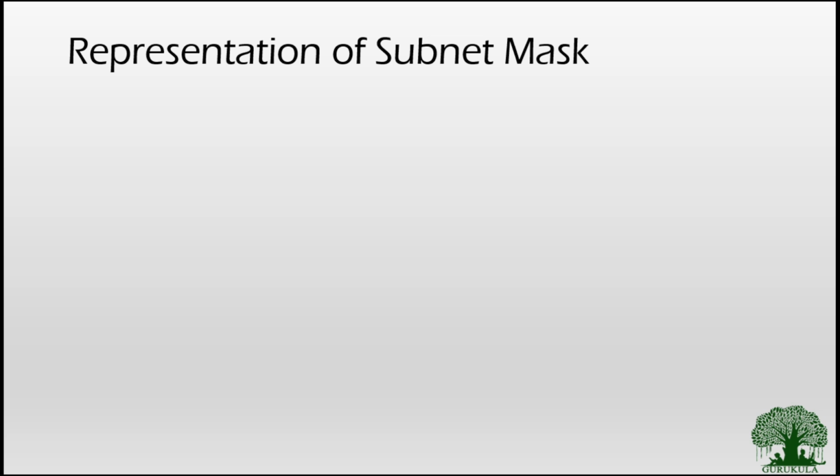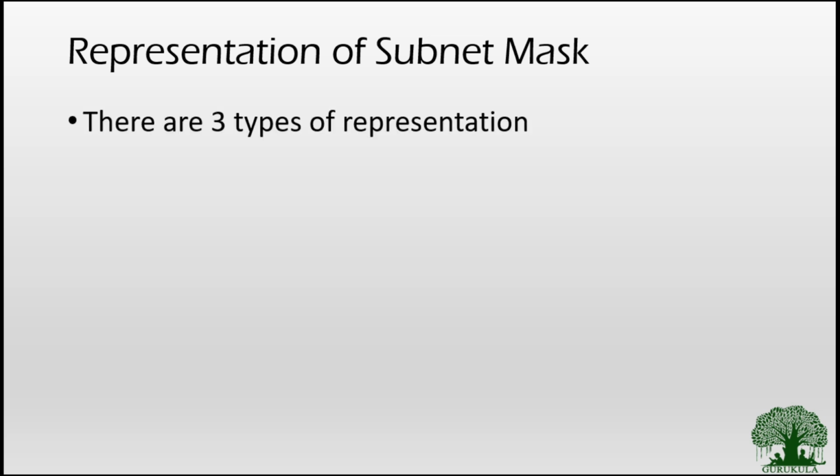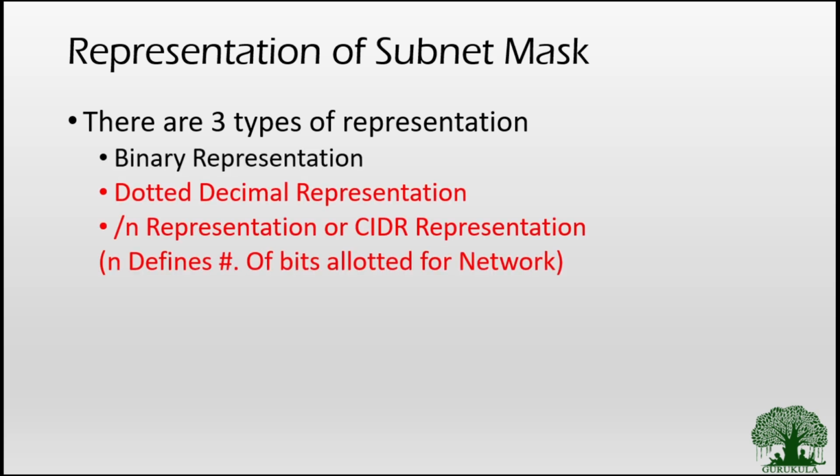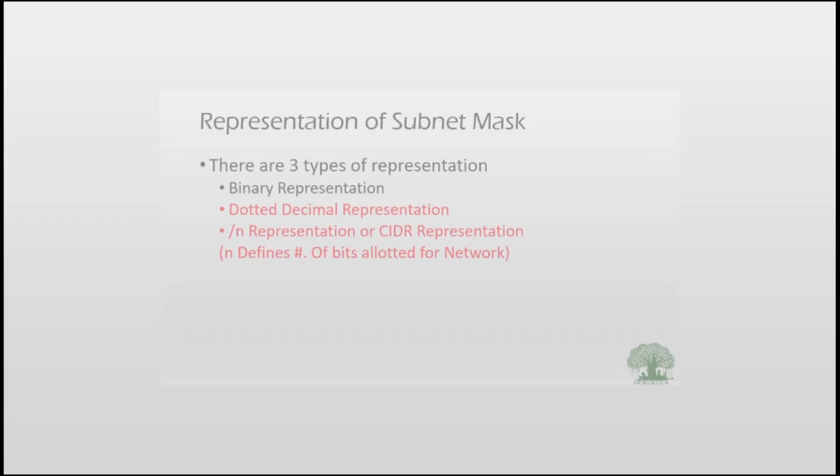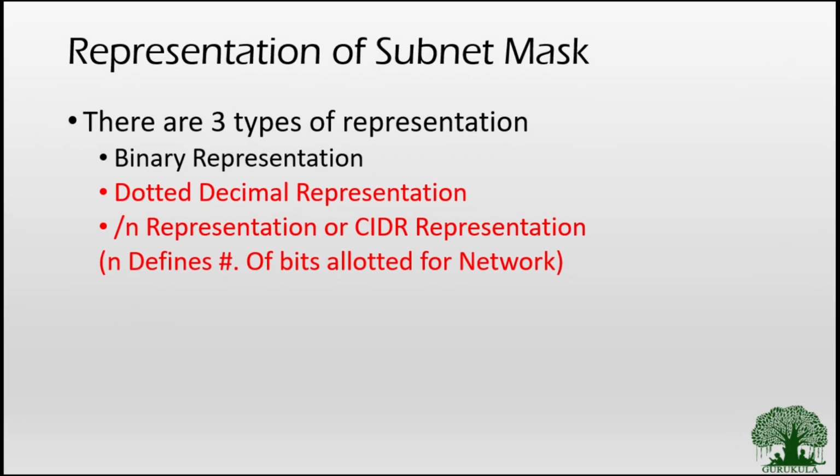And then there are multiple ways of representing the subnet mask. So how do we represent the subnet mask? There are three types of representation. The first type is binary representation, which we have seen in the previous slide, and the next one is dotted decimal representation, which is also seen in the previous slide. Another representation is /n representation, where n represents the number of bits allocated for the network.